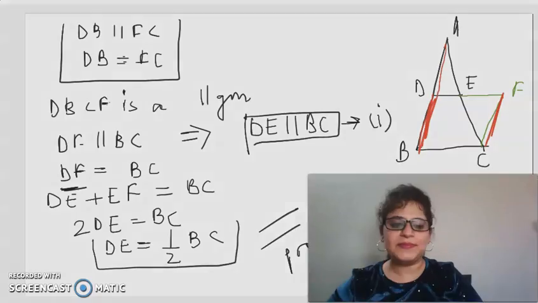Alright guys, I hope this theorem is clear to you. This is a very important theorem. Whatever theorems we are doing here, I know we are doing very selective ones, but these are all very, very important, and they are going to help you in further classes as well.